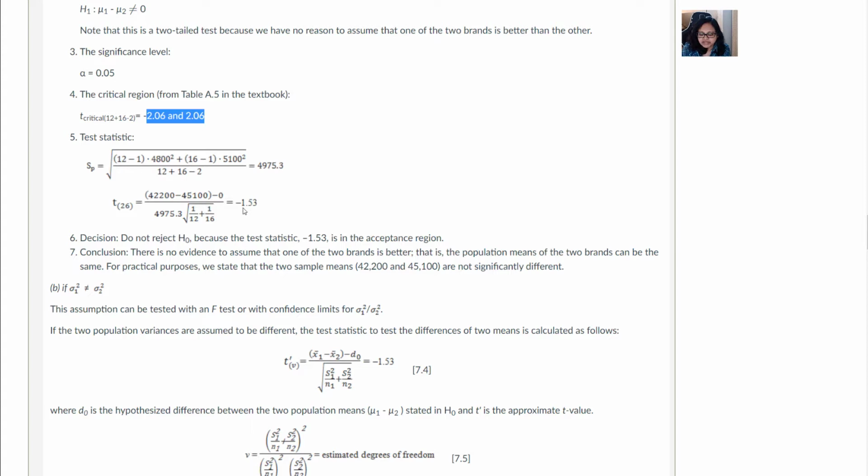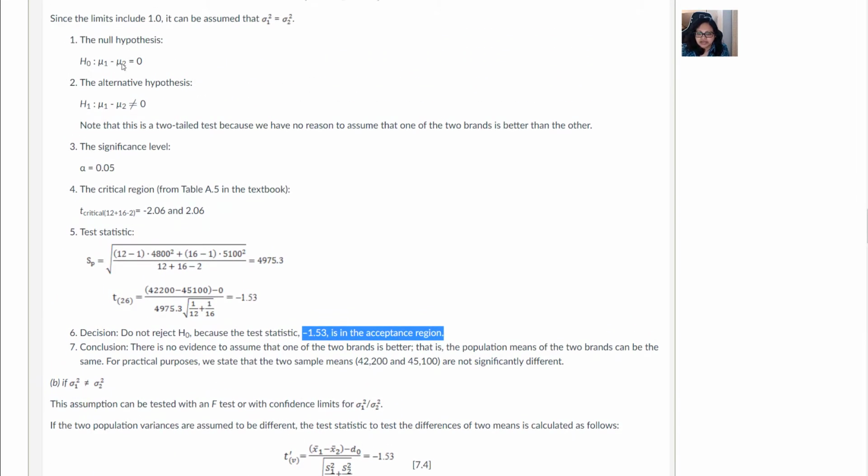So using those two critical values, all you need to do is to compare with the t statistical value. So you can see the t statistical value is negative 1.53, but the critical values are negative 2.06, positive 2.06. So you have to think about, is it within this limit or beyond? If it is within this limit, that means it falls within the acceptance region. We cannot reject the null hypothesis. So that's why we said there is no evidence to assume that one brand is better than the other. That means we found that they are actually similar.